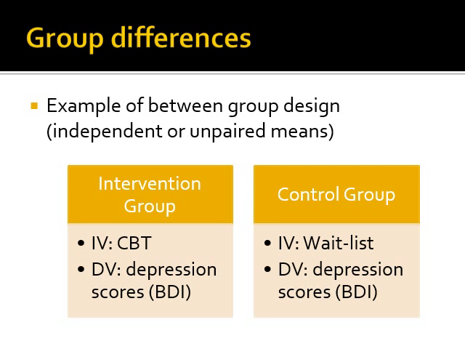Here's an example of a between group design, also known as independent or unpaired means. Here we have our intervention group, which is CBT, and our control group, which is no CBT, or waitlist, and dependent variable, which is depression scores using the Beck Depression Inventory.